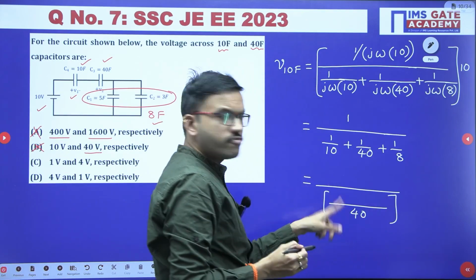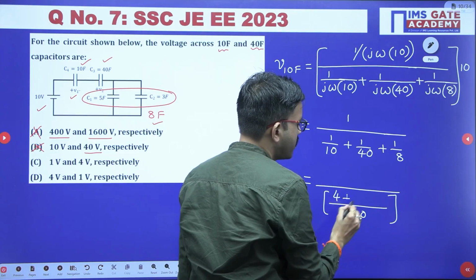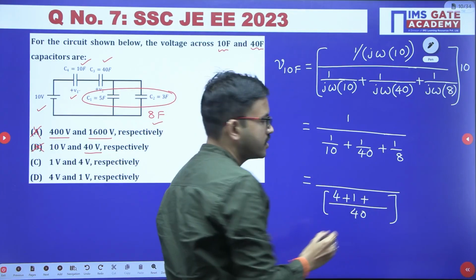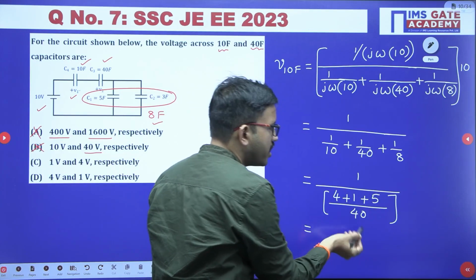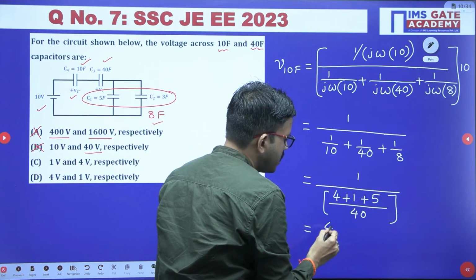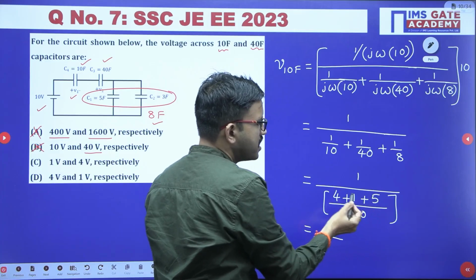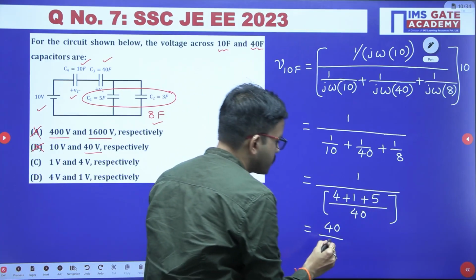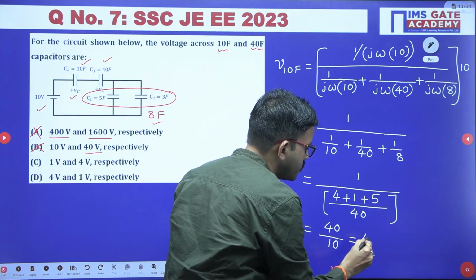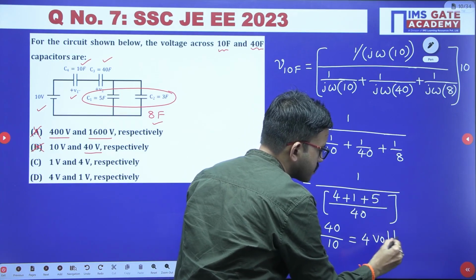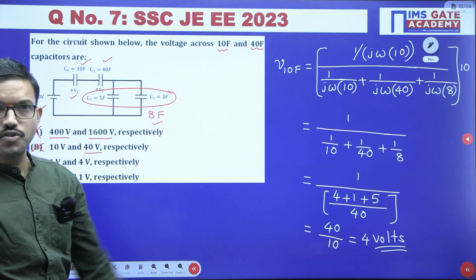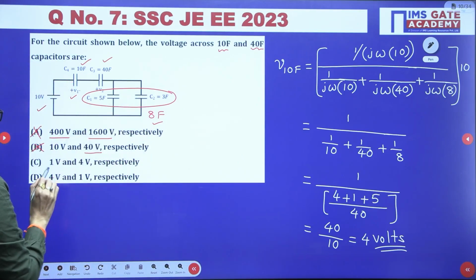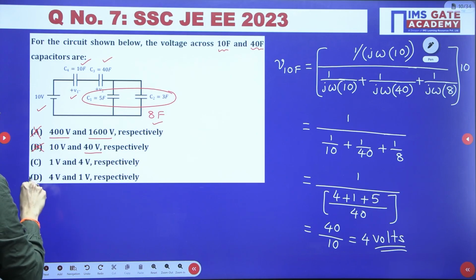So 10 4s are 40, plus 40 1s are 40, 8 5s are 40. In the numerator you have 1, so this 40 will go into the numerator, divided by 5 plus 1 is 6, 6 plus 4 is 10. So that means you are getting 4 volts. Voltage across the 10 farad capacitor is 4 volt. That one is given in option D, where you have 4 volt.